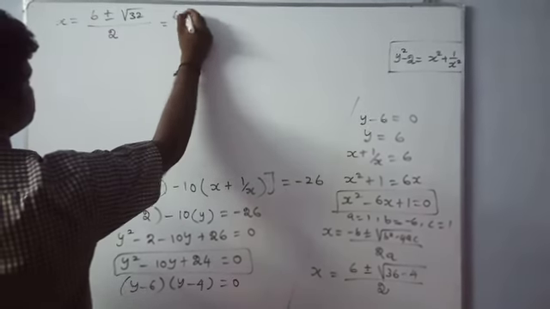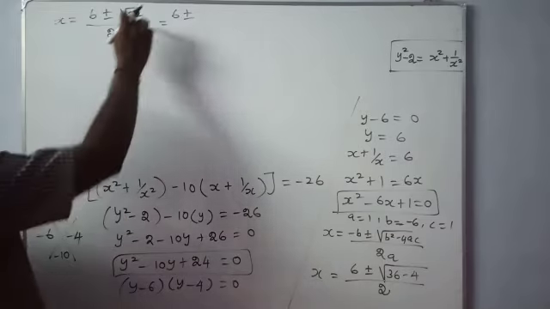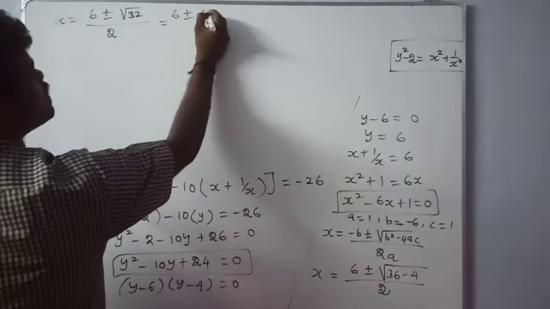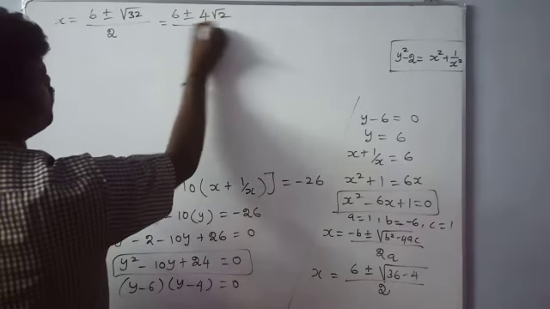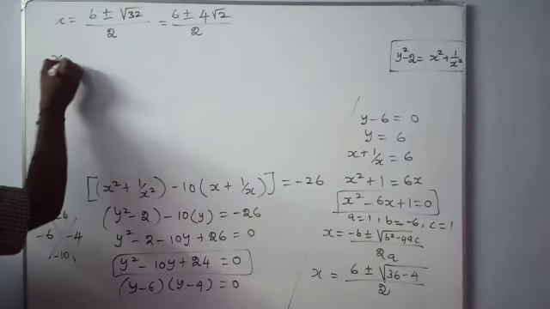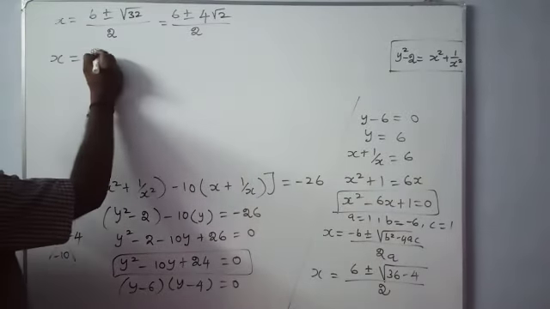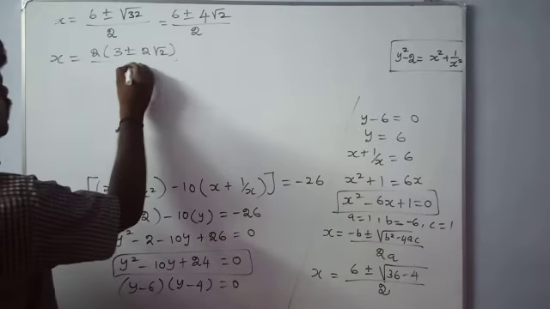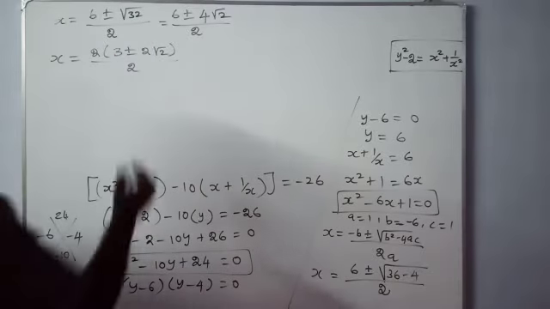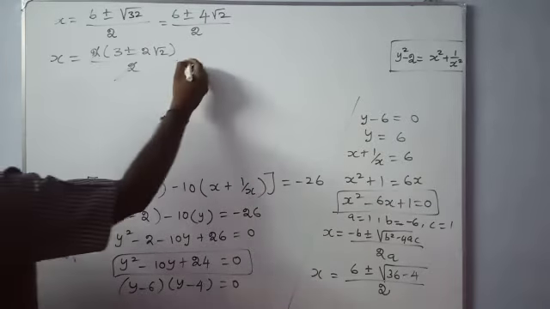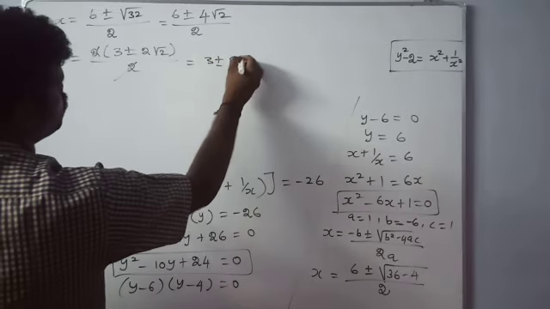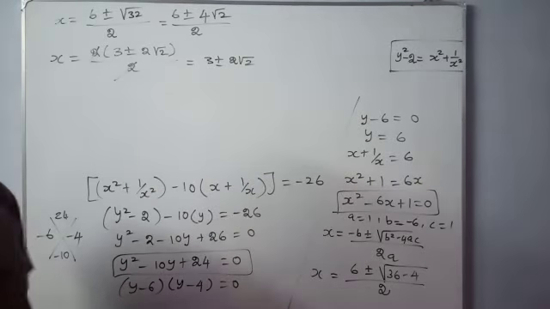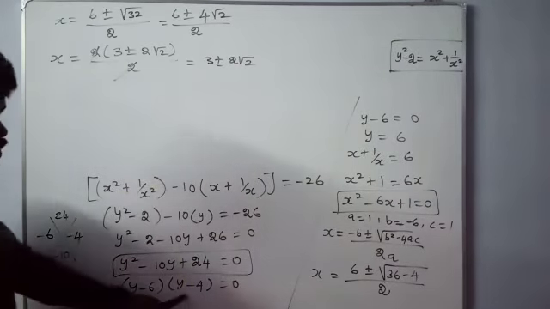And what is the value? 6 plus or minus, we have to separate 32 as 16 into 2. 16 into 2, take 16 outside as 4 into root 2 divided by 2. And x is equal to, take 2 common outside, 2 into 3 plus or minus 2 root 2 divided by 2. Take 2 outside, so cancel this value. What is the value? 3 plus or minus 2 root 2. There are 2 roots. And again, we want to find one more value.